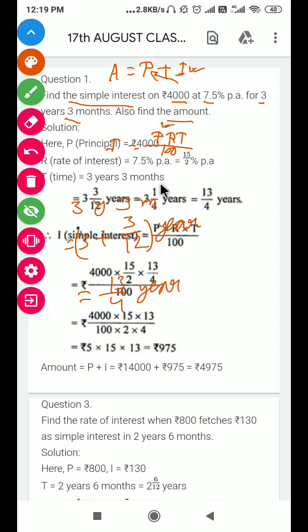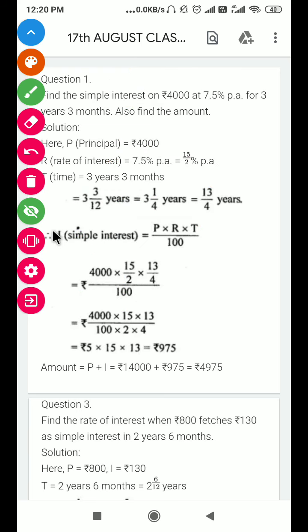Clear? So now you can put 4000 in the place of P, because principal is given as 4000, rate of interest is 7.5 and time is 13 by 4, below this 100. Now calculate it, you will get the interest. After finding the interest, you have to add this interest to P. You will get the answer here. Now go to the next one.